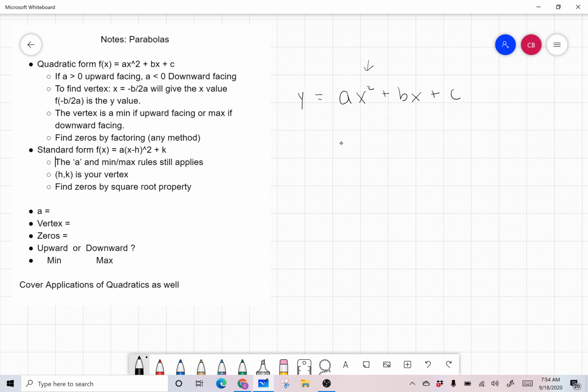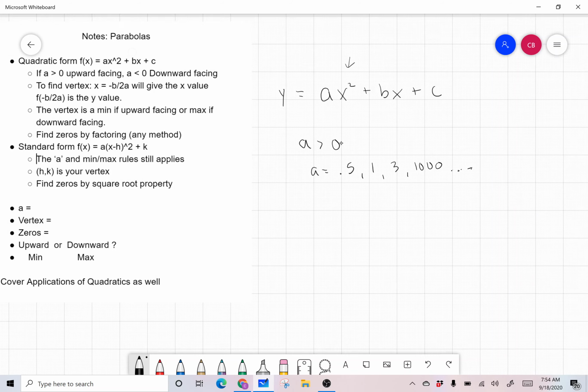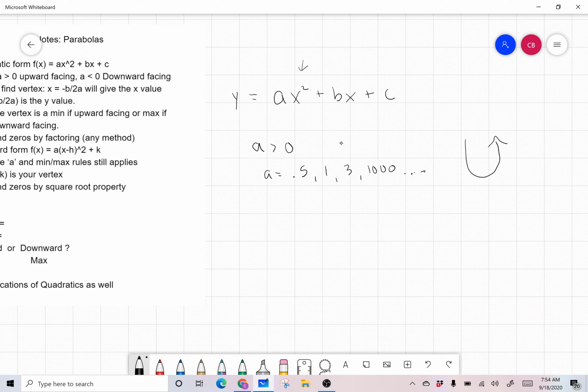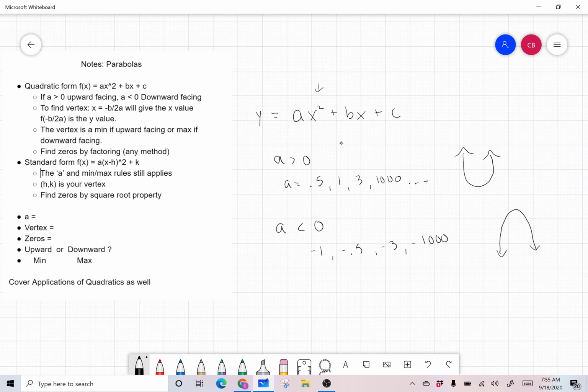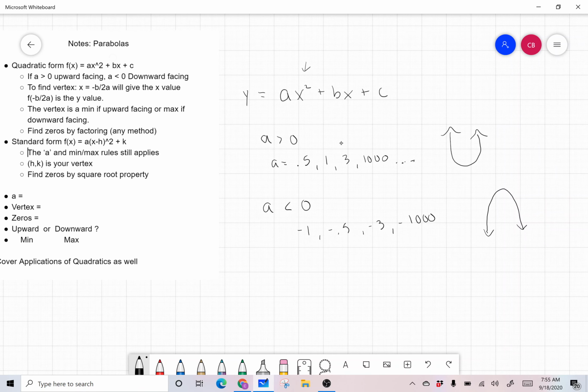And what happens here is if a is greater than 0, meaning a equals, I don't know, 0.5, 1, 3, 1,000, and so on, then your parabola will have a shape that is upward facing. It looks like a U. If a is less than 0, these are any of your negative numbers, -1, -0.5, -3, -1,000, and so on, then it will have an upside down orientation or downward facing. That's what I would call this. So just from these two things, you can figure this out.